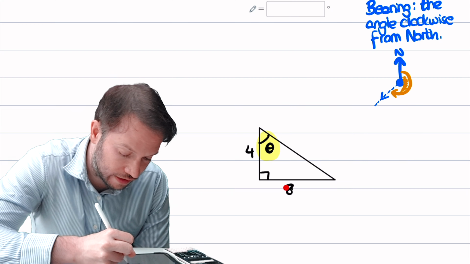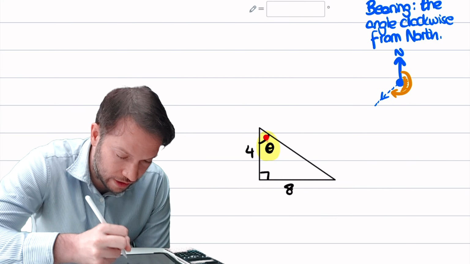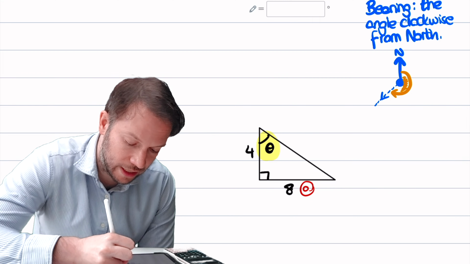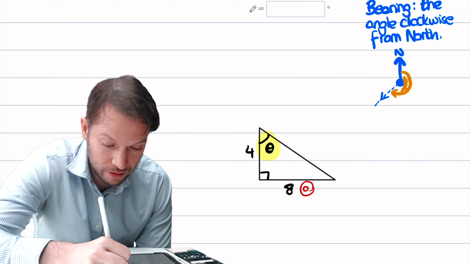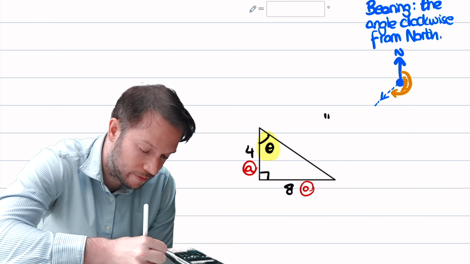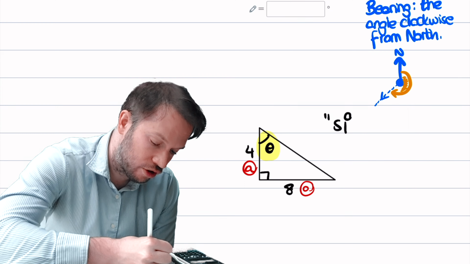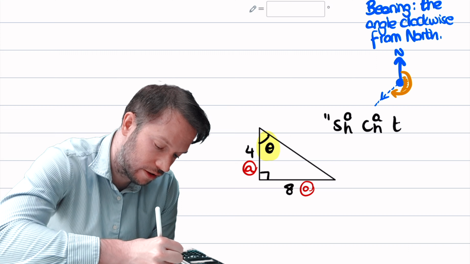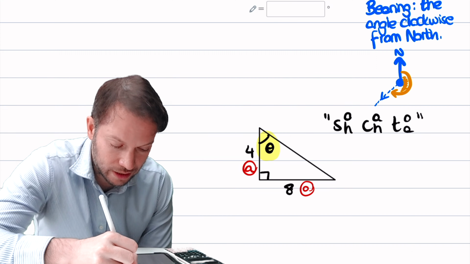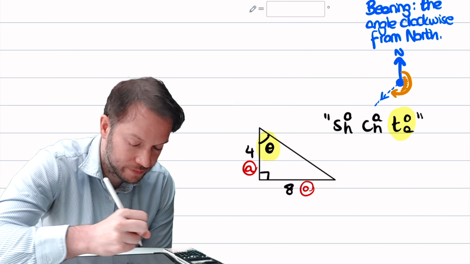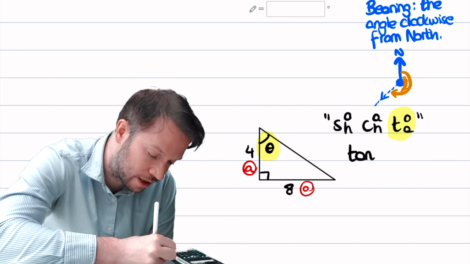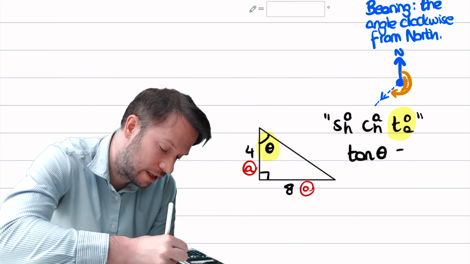So we can see that this side length we know, this side is opposite that angle, so we label it as O for opposite. And this side here is adjacent to that angle, next to it, so that's A for adjacent. And then we use SOHCAHTOA to work out which trigonometric ratio to use. We're involving O and A, which is this one, and T is short for tan. It's tan of the angle of interest, theta, is equal to O over A.